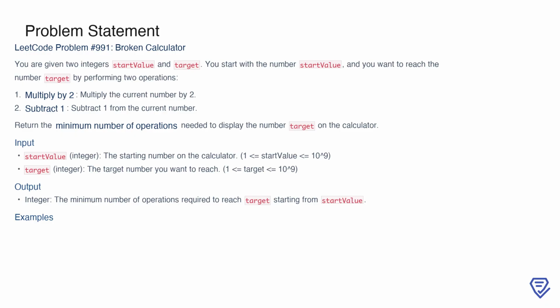The input consists of two integers, start value, which is the number you start with, and target, which is the number you want to reach. Both numbers are positive integers, and their values can go up to 10 to the power of 9. The output is a single integer representing the minimum number of operations required to achieve the transformation.